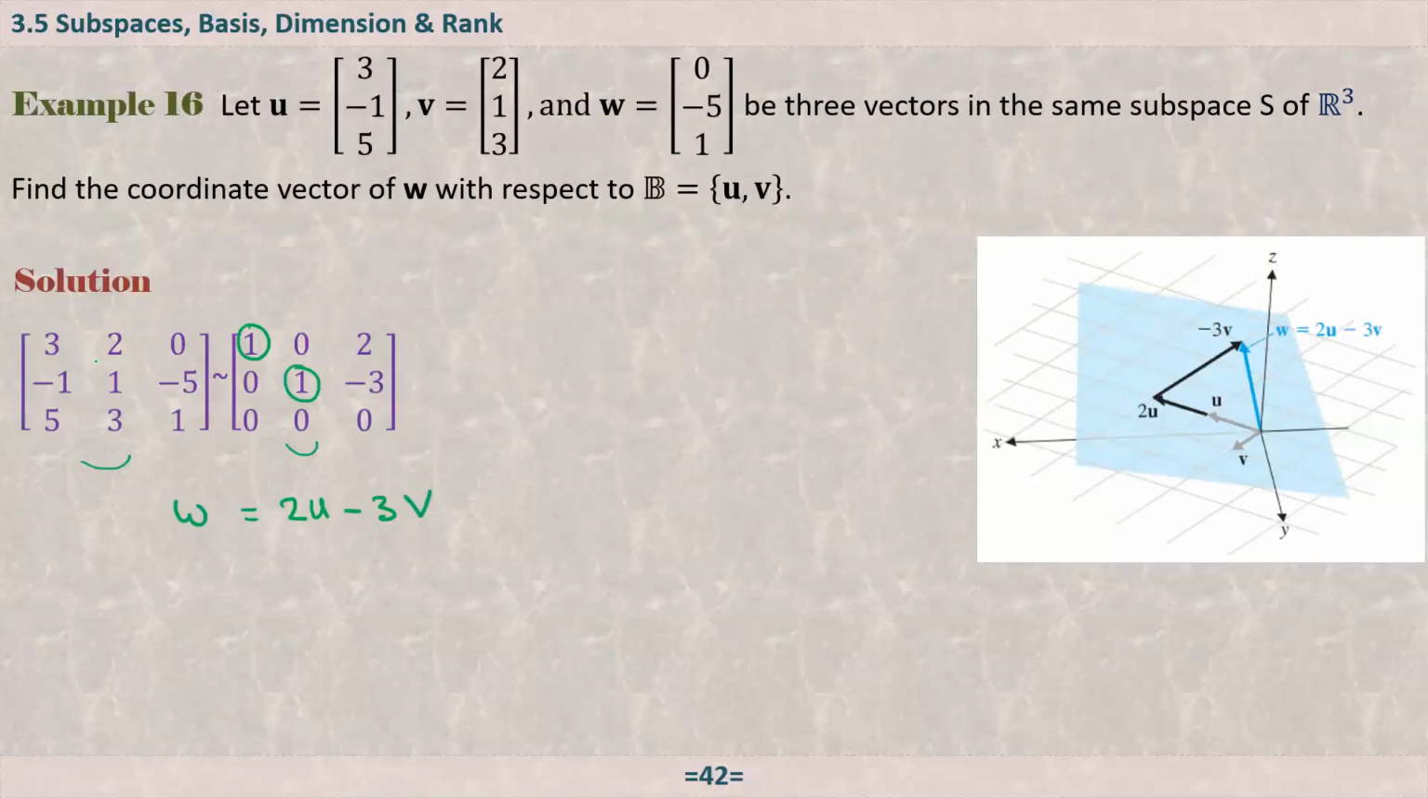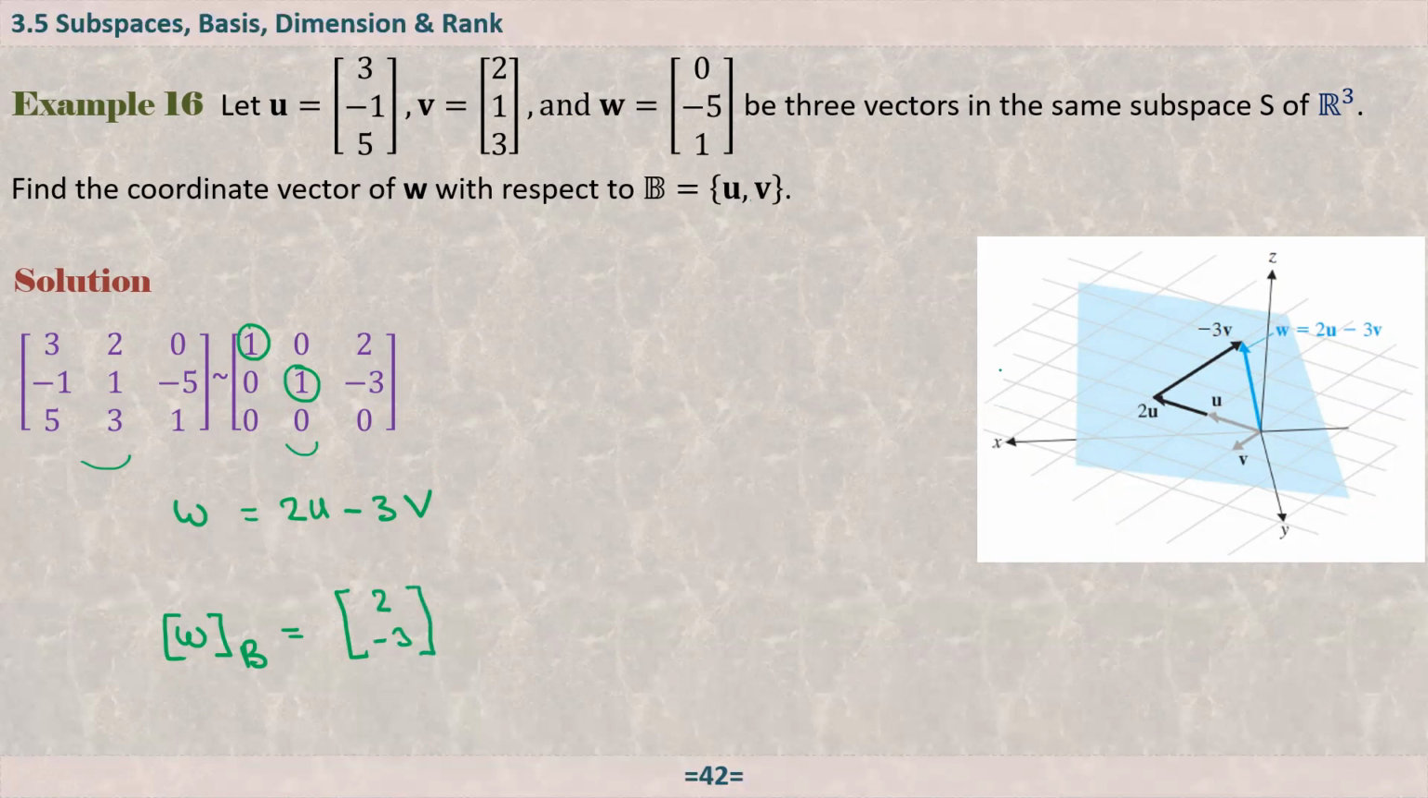If you check this, we have 2 times 3 minus 3 times 2, that's equal to 0. 2 times -1 minus 3 times 1, that's equal to -5. And 2 times 5 minus 3 times 3, that's equal to 1, right? So now, since U and V are serving as basis vectors, and here the coefficients are 2 and -3, I can write the coordinate vector of W with respect to B. So the coordinate vector of W with respect to this B is equal to (2, -3), right?